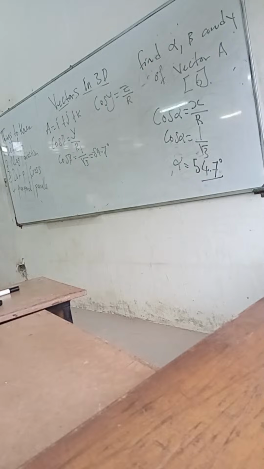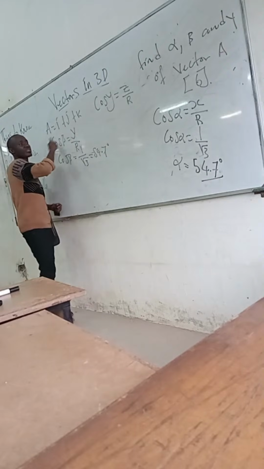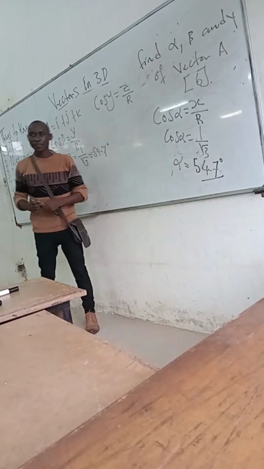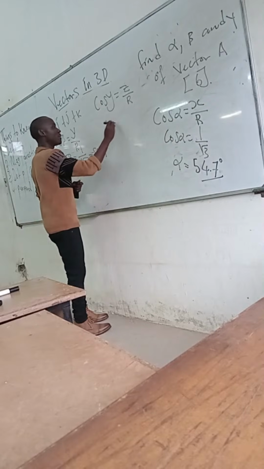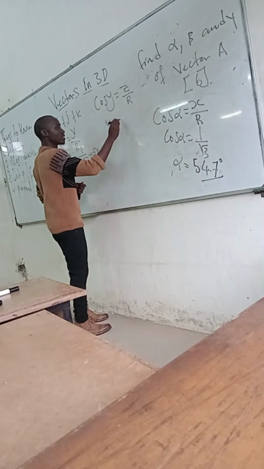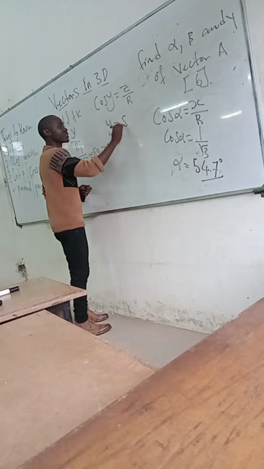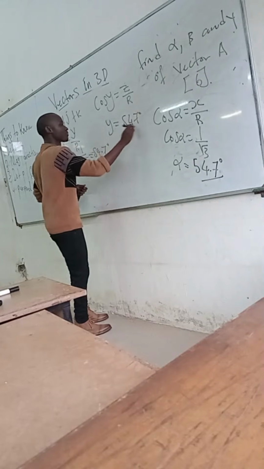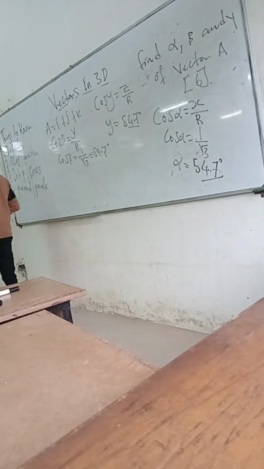Cos gamma equals z over magnitude. Get the z component of this vector divided by its magnitude. So gamma equals what? Same way. So that means 54 point what? Now I want you to focus on the numbers. And let's go to the next step.